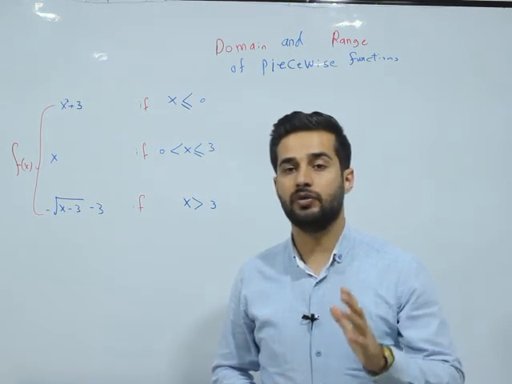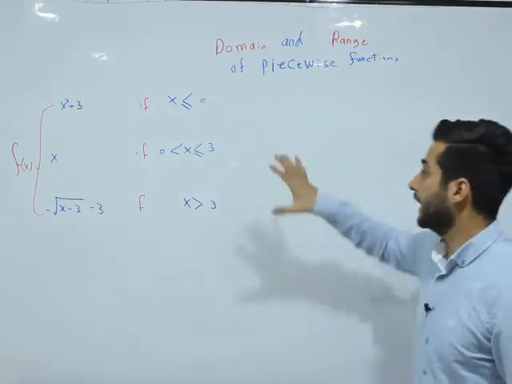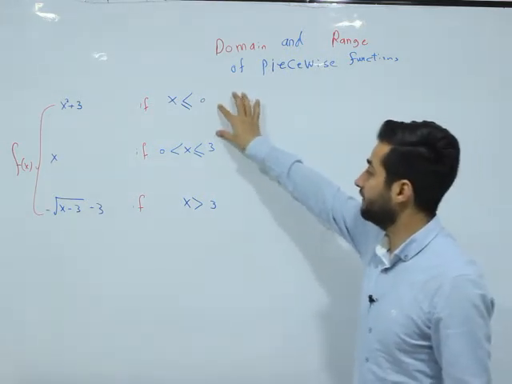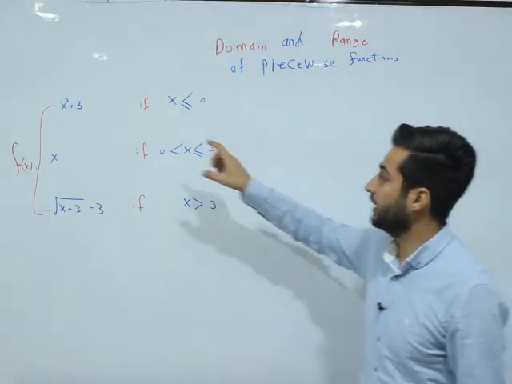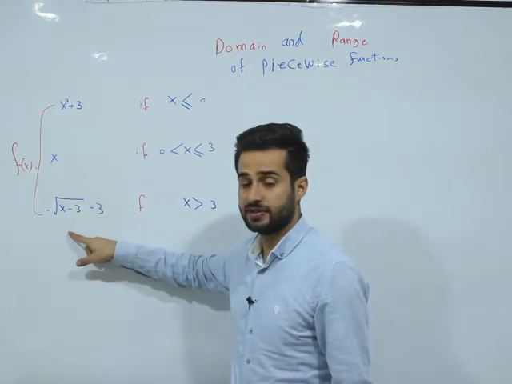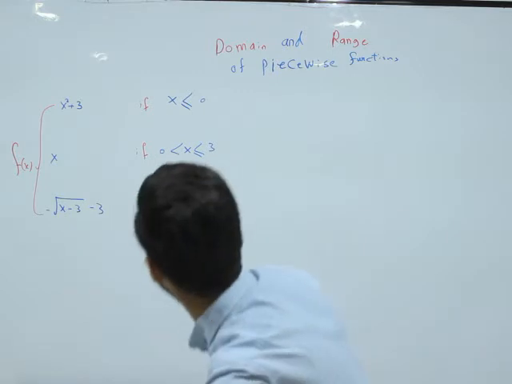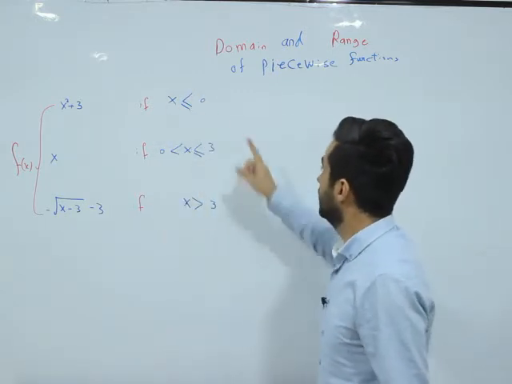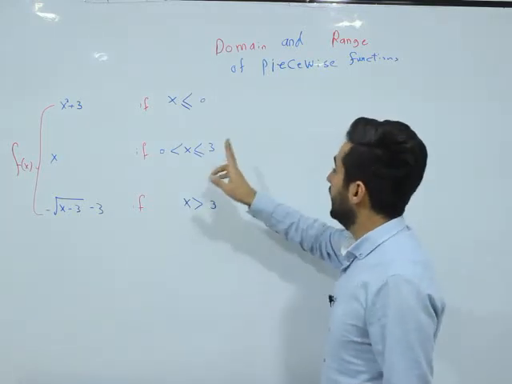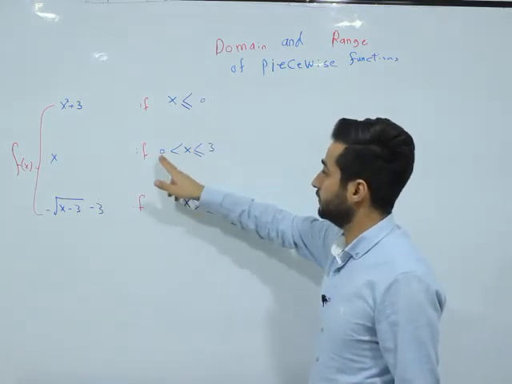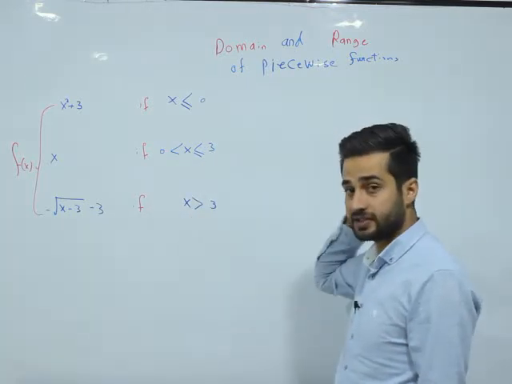Students, now how can we find the domain and range of a piecewise function like this? If we have three parts and we have three different functions for each part. First, for the domain, we will look at this side. X is smaller than 0, it means negatives, till 0, of course, from 0 to 3 and from 3 to positive infinity.